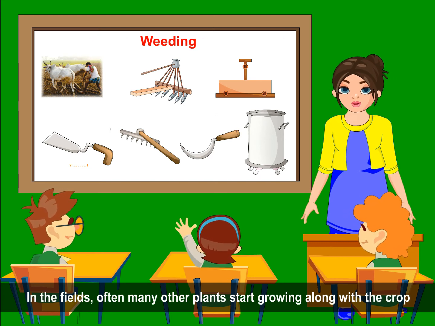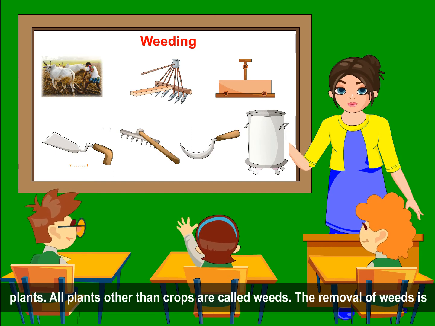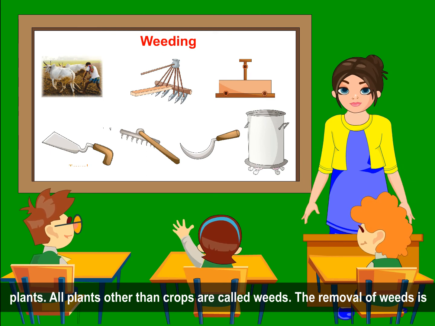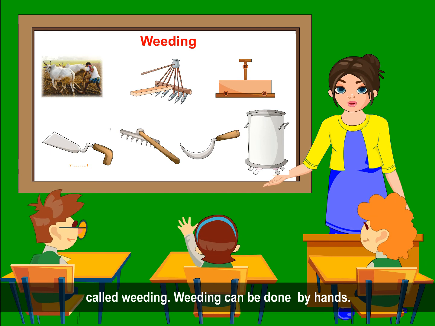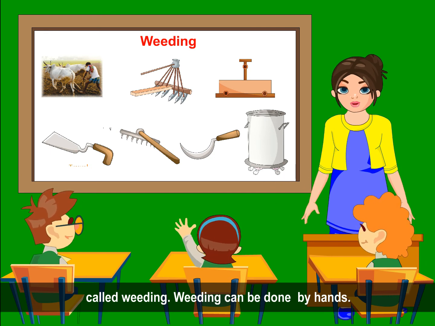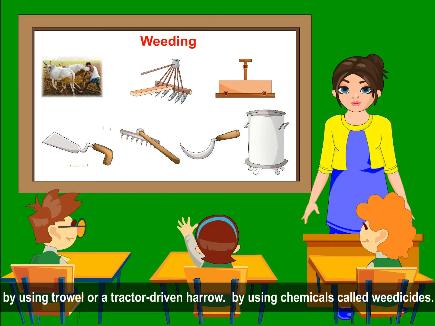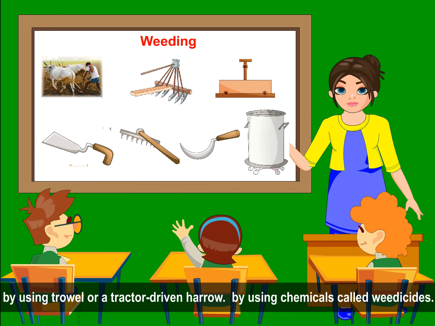Weeding. In the fields, often many other plants start growing along with the crop plants. All plants other than crops are called weeds. The removal of weed is called weeding. Weeding can be done by hand, by using a trowel or tractor-driven harrow, or by using chemicals called weedicides.